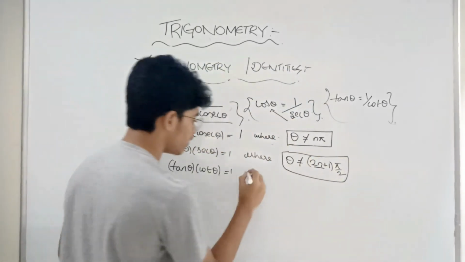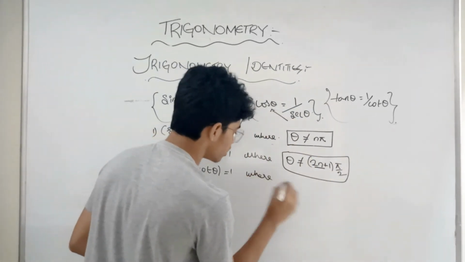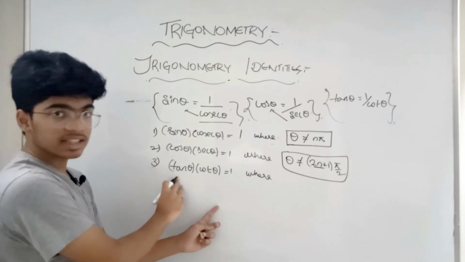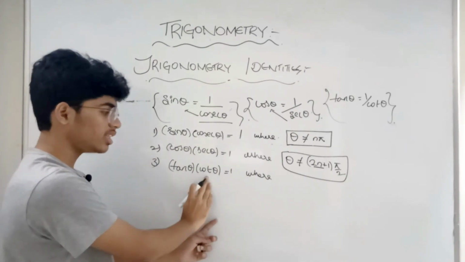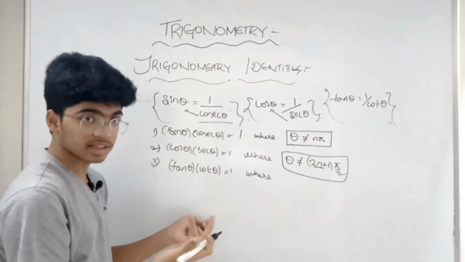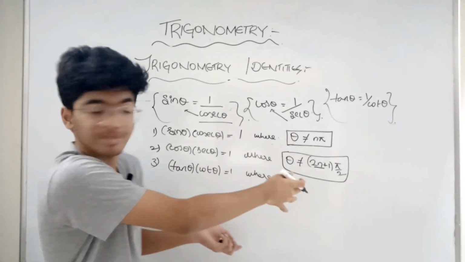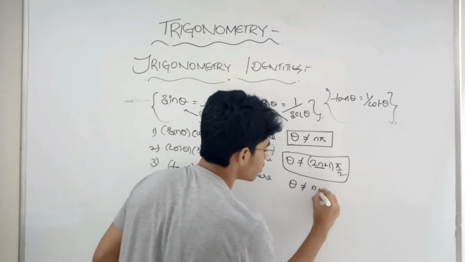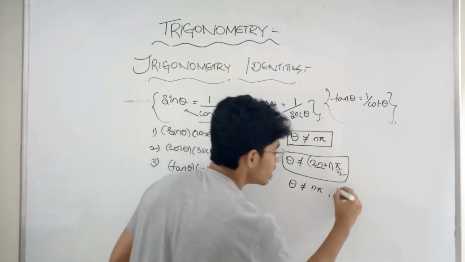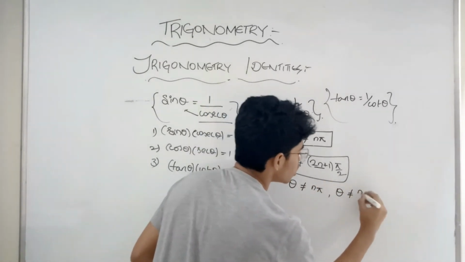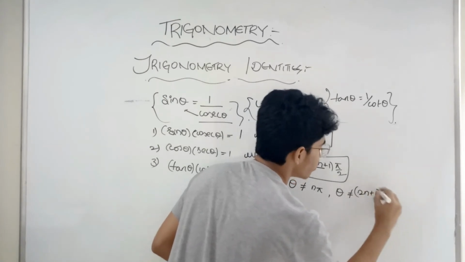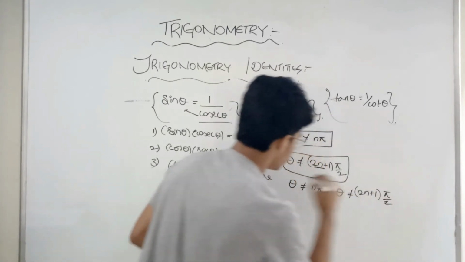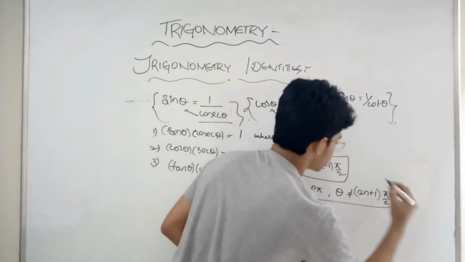We have rules where now tan 90 is not defined, cot 180 is not defined. So what rule comes into place? Both rules come. Theta is not equal to n pi, and theta should not be equal to (2n plus 1) into pi by 2. So both rules come into place.